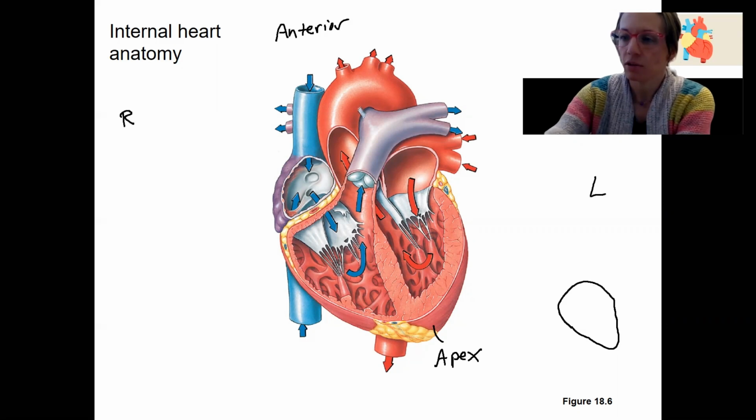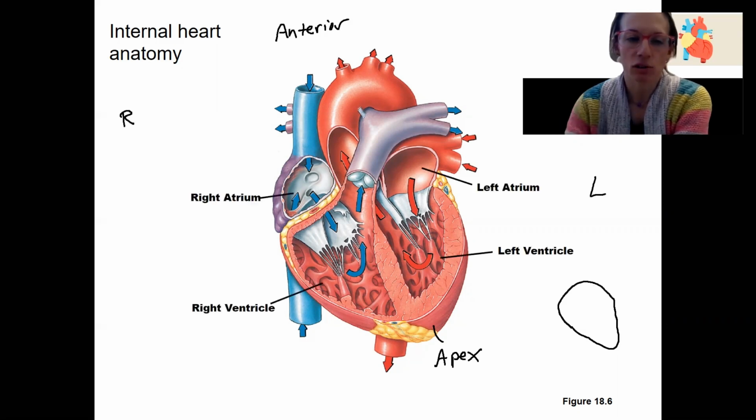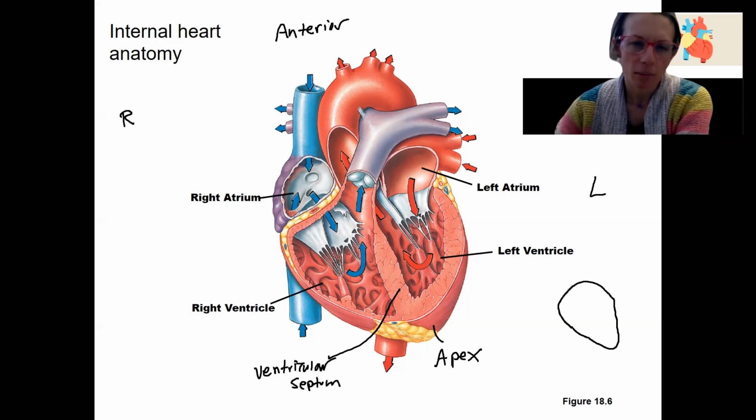So then you could name the 4 chambers, right? Got the right atrium, right ventricle, left atrium, and left ventricle. Separating all of these chambers, forming them are called septa. So here is a ventricular septum. The atrial septum is kind of hidden up there. This is also a septum.